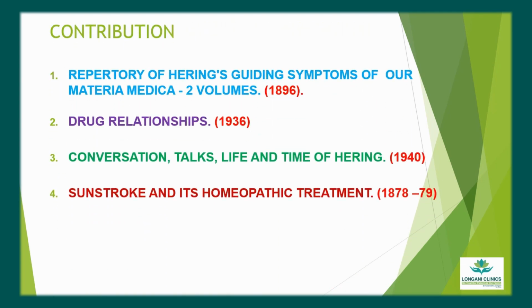Contributions of Dr. Nair. One: Repertory of Hering's Guiding Symptoms of Our Materia Medica, two volumes, published in 1896. Drug Relationship, 1836. Conversations, Talks, Life and Time of Hering, 1940. Sunstroke and its Homeopathic Treatment, 1878 to 79. Repertory of Headache, 1894.